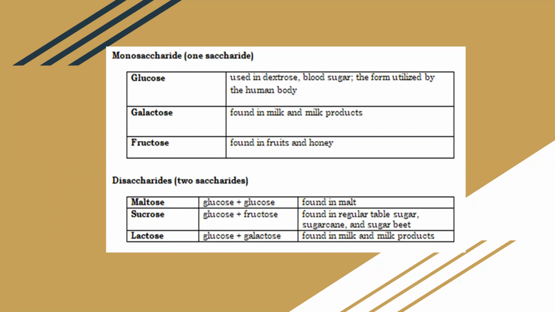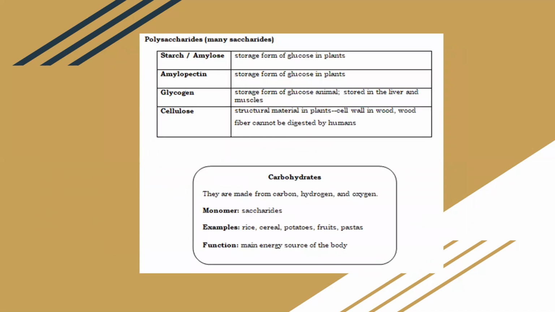So we have the maltose, this is glucose plus glucose, found in malt. Sucrose is glucose plus fructose, found in regular table sugar, sugar cane, and sugar beet. The lactose, this is glucose plus galactose, found in milk and milk products. The polysaccharides or many saccharides, for example the starch or the amylose, this is the storage form of glucose in plants.